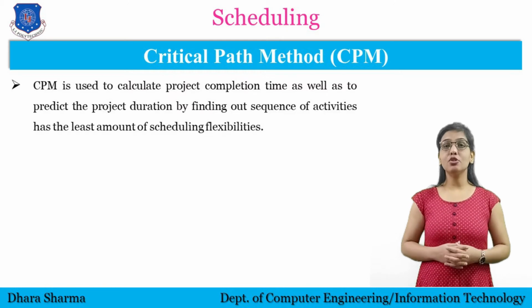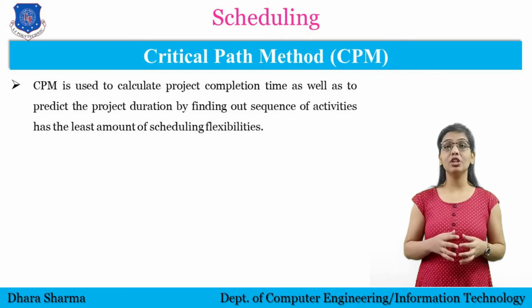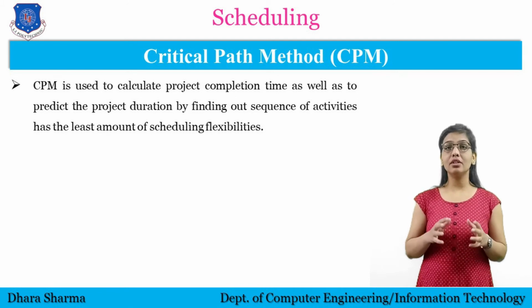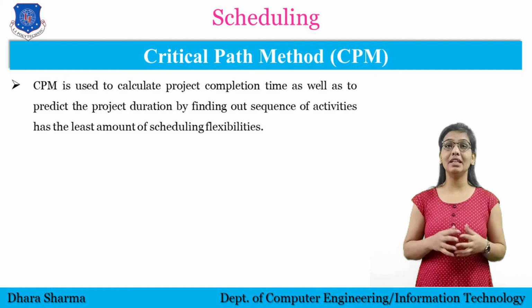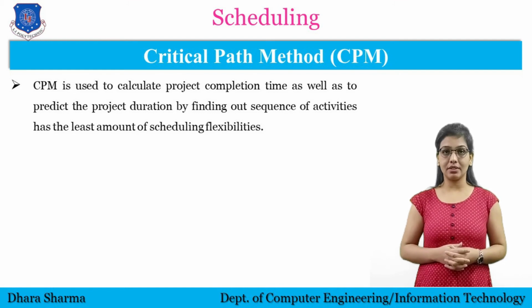So CPM is used to calculate project completion time as well as to predict the project duration by finding out which sequence of activities has the least amount of scheduling flexibility. So here the project manager will identify the critical activities of the project.